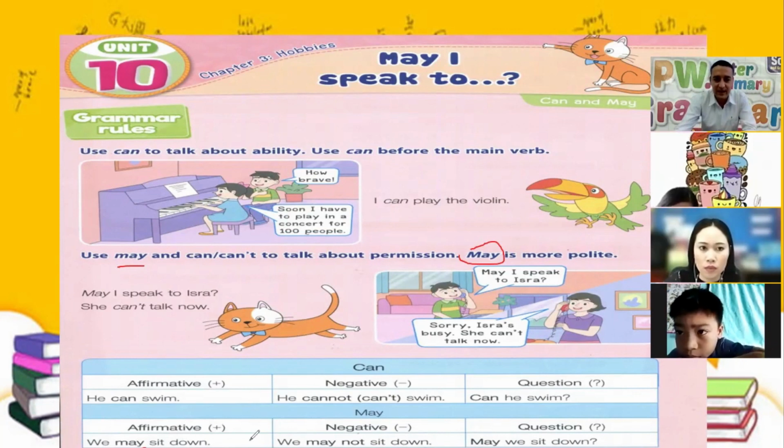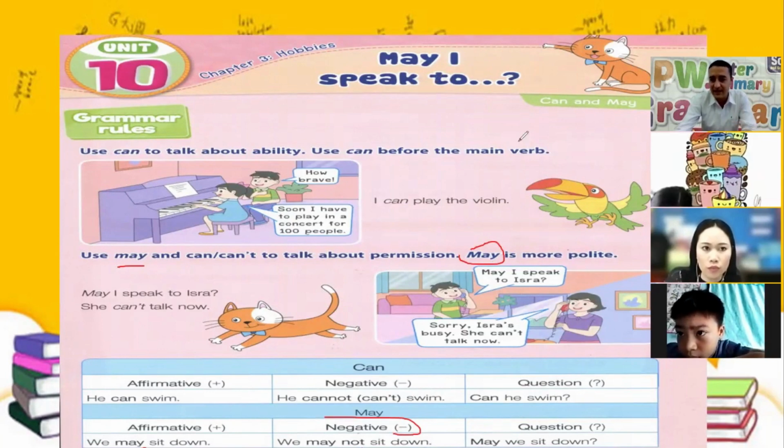So the similar sentence, if you'd like to make it negative, what you have to do is add not. We may not sit down, okay? Or you may not read, or let's say you may not sit there, okay? So just add not, all right?